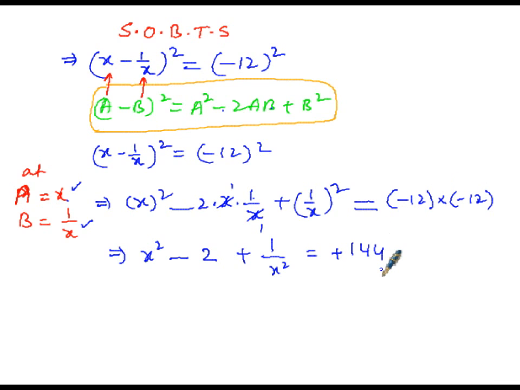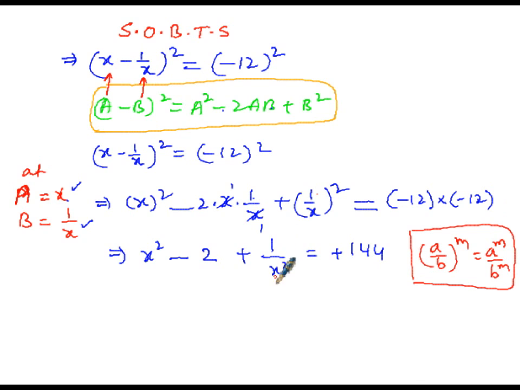Here we have utilized the identity a by b whole power m, that is 1 by x whole power 2. Square is applicable for both 1 and x. In this manner, I wrote 1 square as 1 and x square as x square. Here I have utilized a by b whole power m as a power m by b power m. Here m is applied to both numerator and denominator, a power m divided by b power m. Based upon this identity, I wrote this logical step.